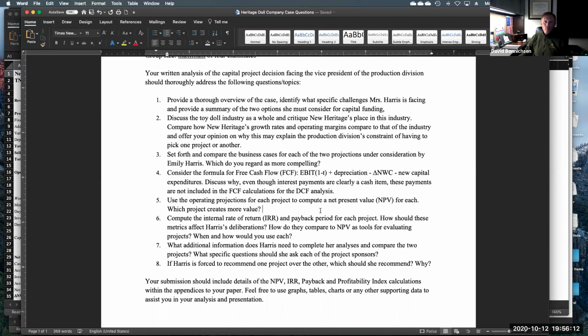Question 5, use your projections to calculate NPV for each of the projects, and then tell me which one creates more value from an NPV standpoint. You're going to calculate IRR, the payback period, the spread to the WACC, and the profitability index for each of the 2 projects. How do they compare to NPV as tools for evaluating the project? We're going to look at NPV, but we're going to use the other metrics, and you need to compare and contrast how those other metrics also could influence the decision to do one of these 2 projects over the other.